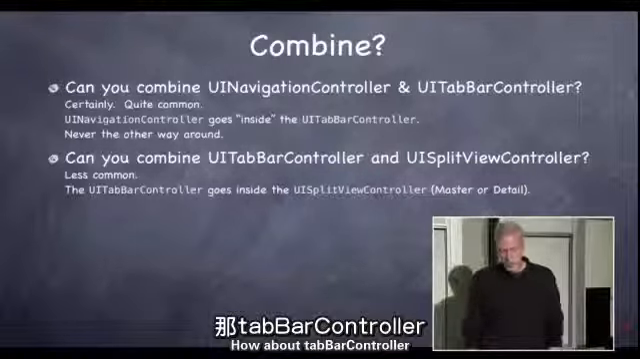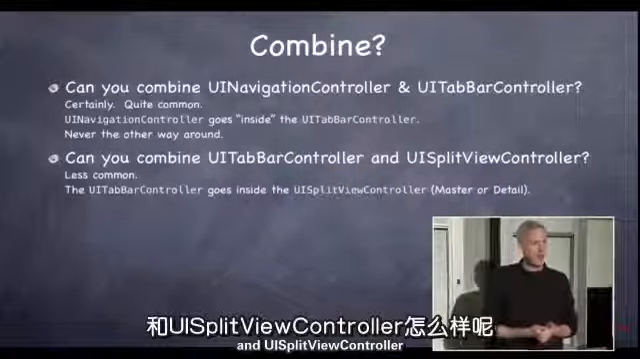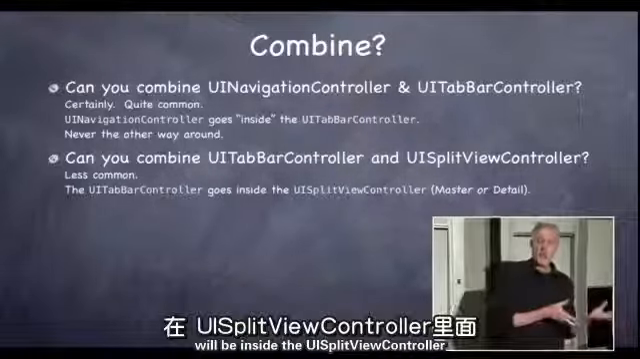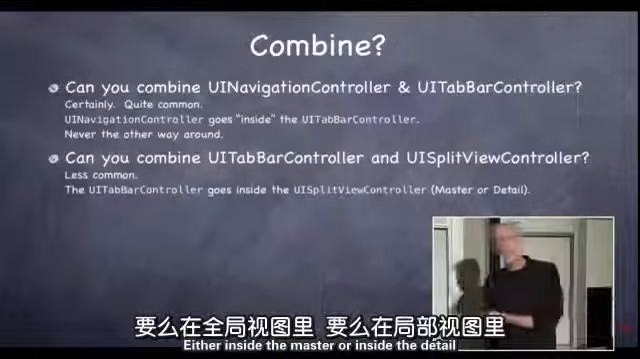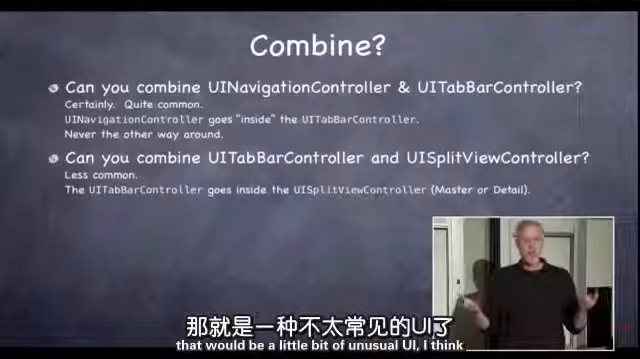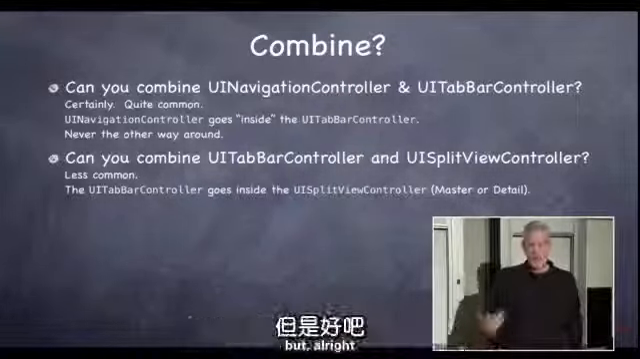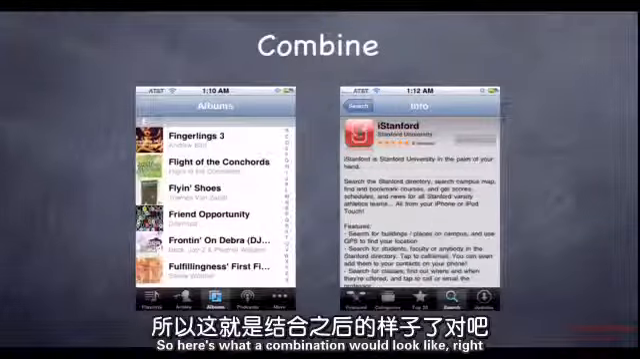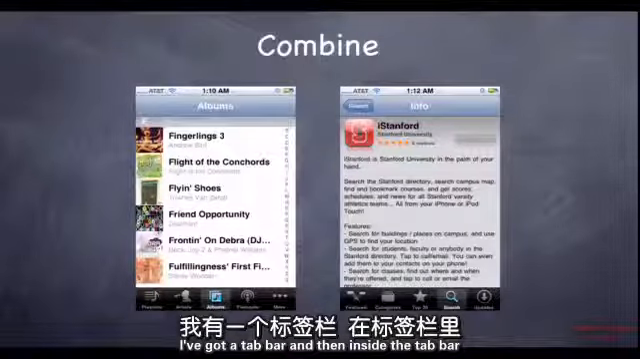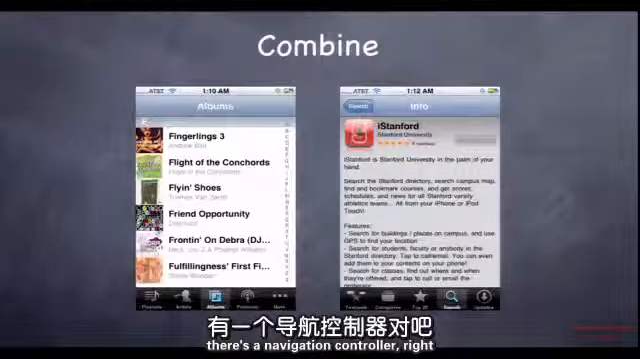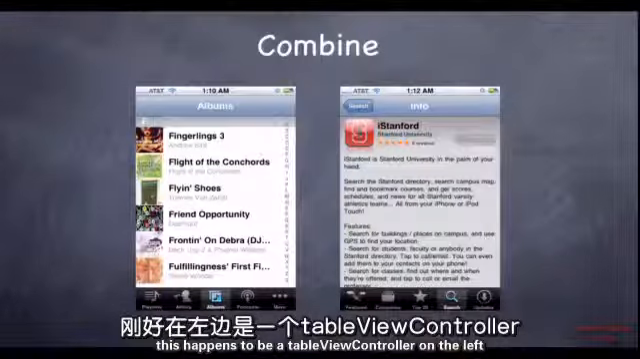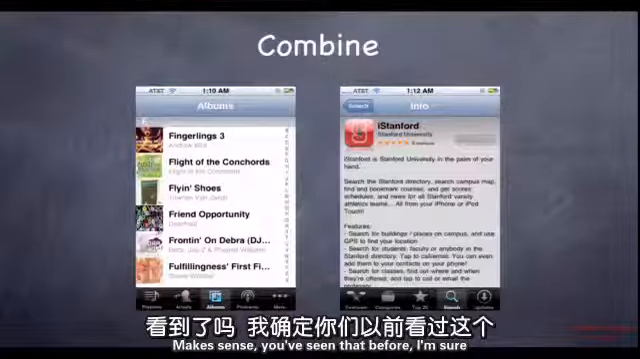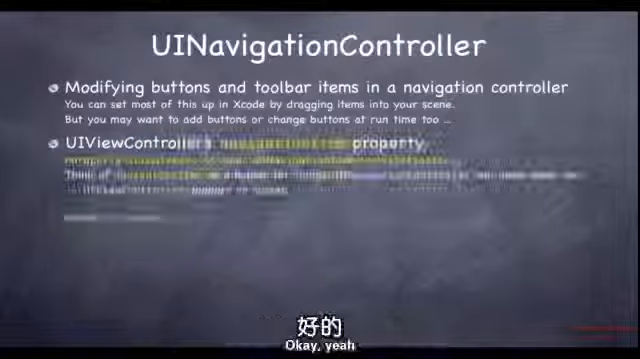Even though in the UI it might look like one's inside the other, it's always the navigation controller inside the tab bar controller. How about tab bar controller and split view controller? You can combine those as well. And obviously the tab bar controller will be inside the split view controller, either inside the master or inside the detail, or possibly both. That would be a little bit of an unusual UI, I think. But, all right, here's what a combination would look like. I've got a tab bar, and inside the tab bar there's a navigation controller. This happens to be a table view controller on the left, some kind of generic UIViewController on the right. Make sense? You've seen that before, I'm sure.